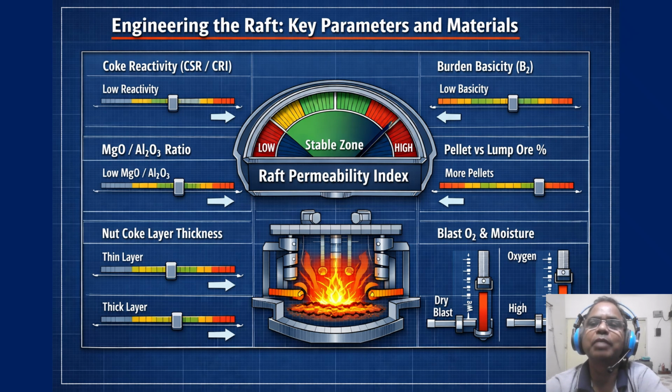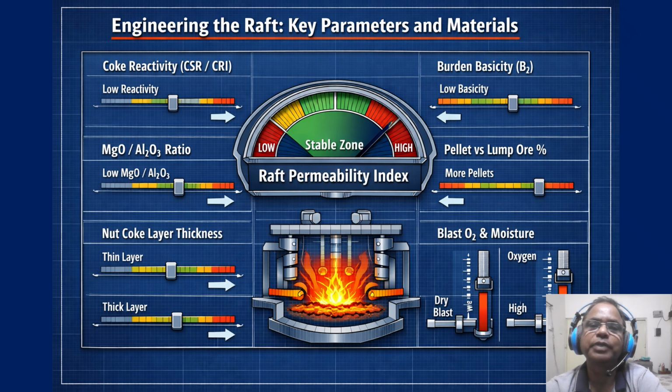This is all about this slide. You're not just doing chemistry experiments, you are turning dials. You have 5 levers. First, coke reactivity, your CSR and CRI numbers. They dictate how long the coke windows stay open. Low CSR coke crushes, the raft turns into a brick wall, and you lose permeability. Second, overburden basicity and MgO. If your MgO by alumina ratio drops below 0.4, the slag becomes too viscous. The raft turns into sticky mud.